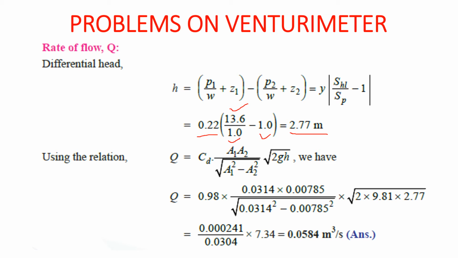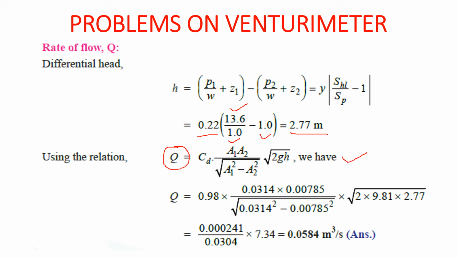Now the formula for discharge we know. The theoretical discharge for a venturimeter is equal to CD A1 A2 under root 2GH divided by under root A1 square minus A2 square, right? This is the formula which we are continuously repeating in the various problems related to venturimeter.